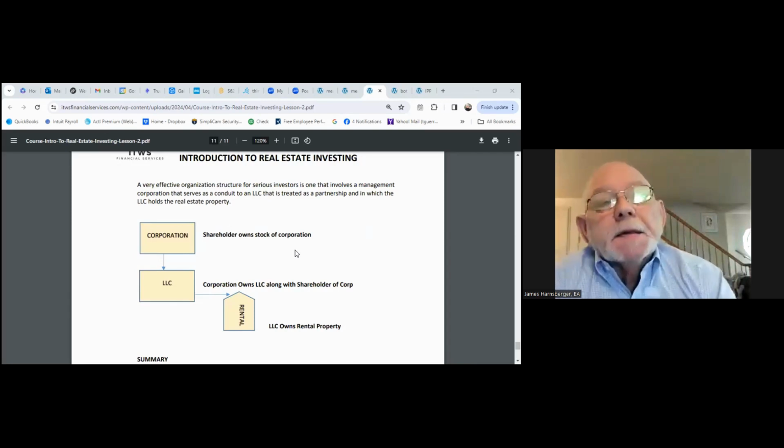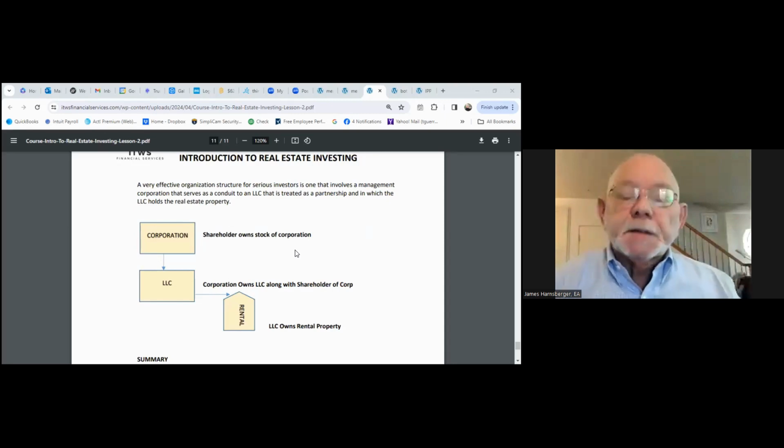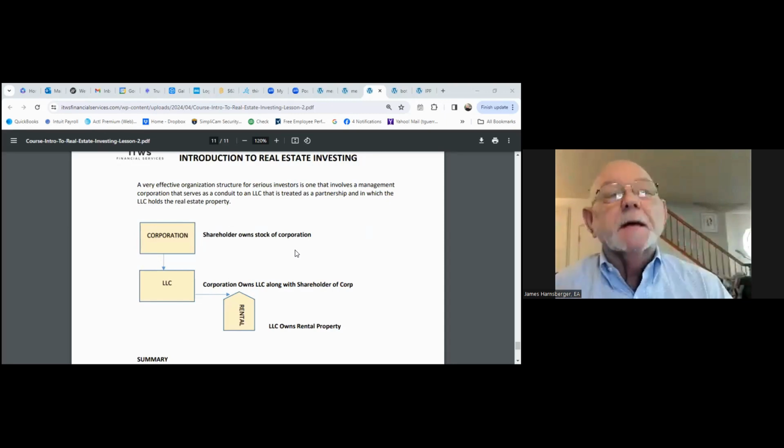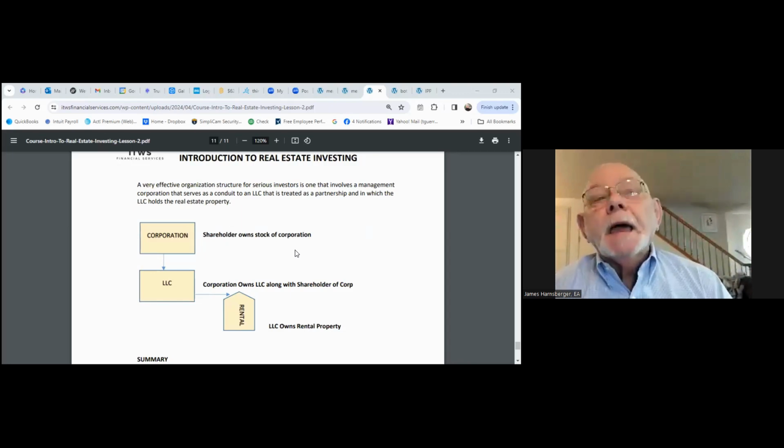So the LLC is owned as a managed member LLC. The corporation owns, let's say, 10%. It has to be at least 10%. And it has to be more than 2%. And you and the spouse each own 45% of the LLC shares. The LLC is going to be taxed as a partnership. So you have a managed member LLC.